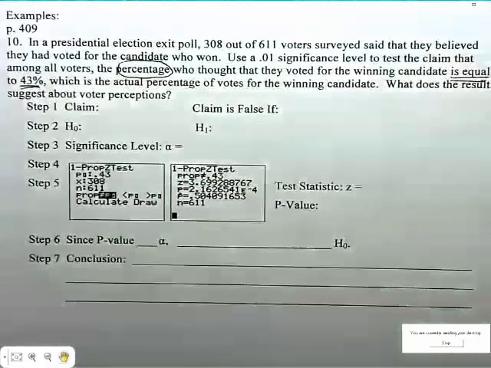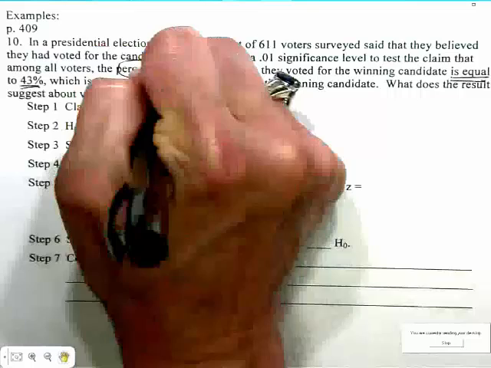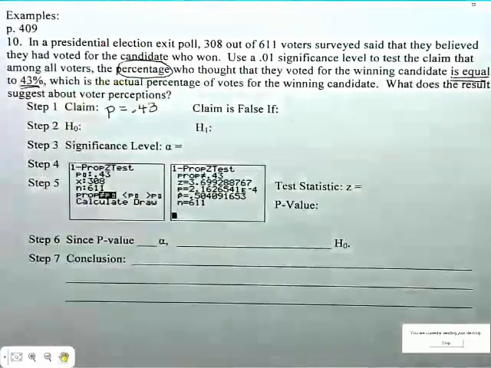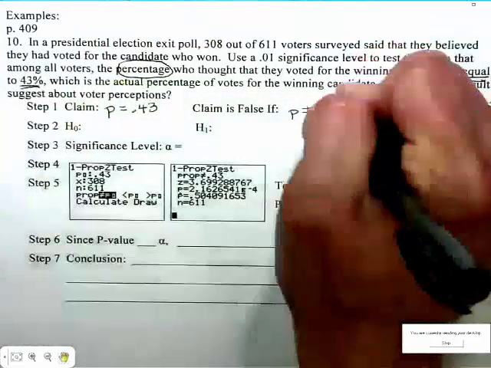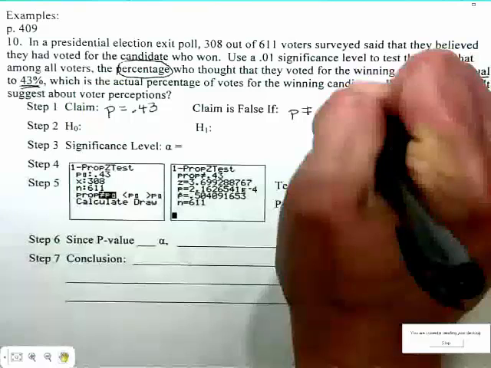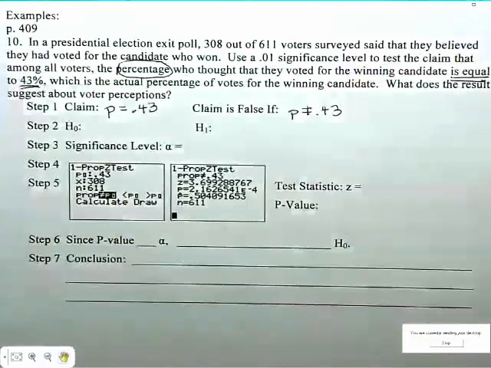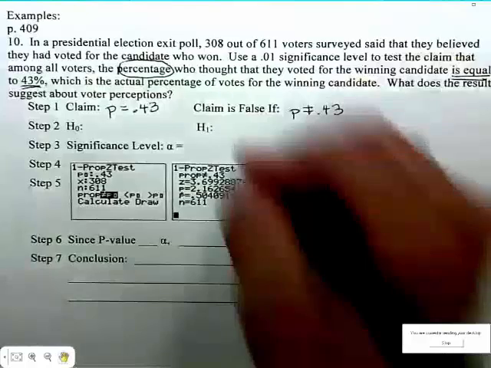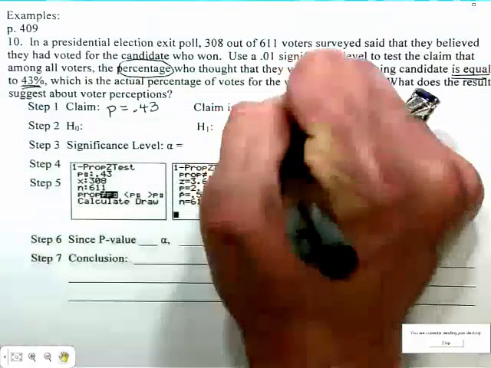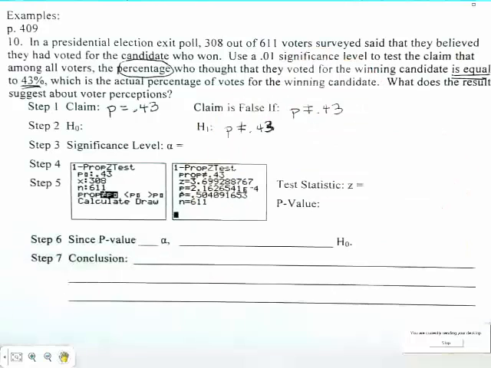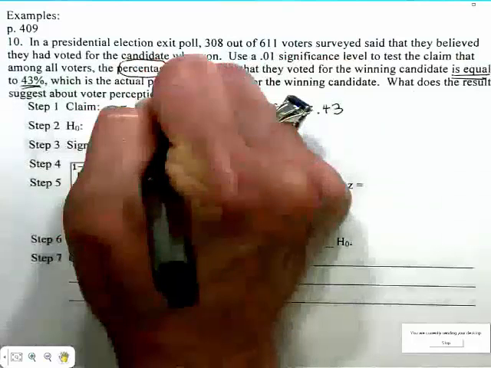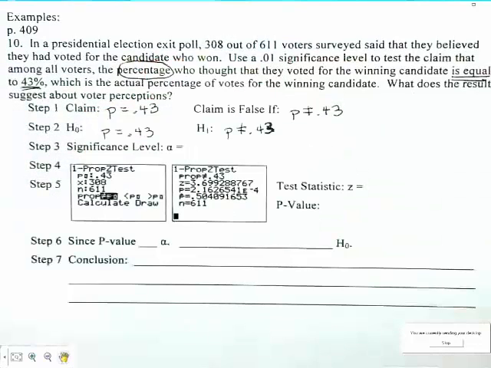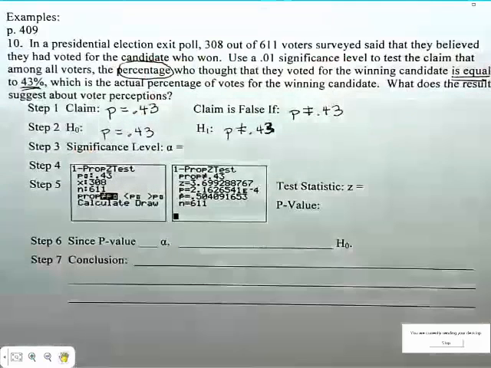That P equals 0.43. That claim is false if what? P does not equal 0.43. So what is the alternative hypothesis? The one that doesn't have the equals in it. And what is the null hypothesis? Always has equals. No matter what the claim is, no matter what the anti-claim is, the null hypothesis always has an equals in it. That's the beginning.